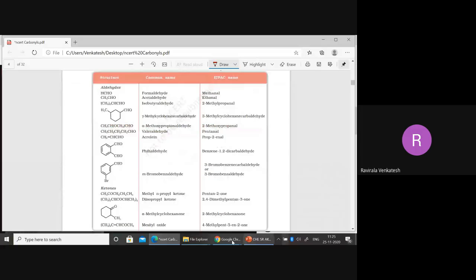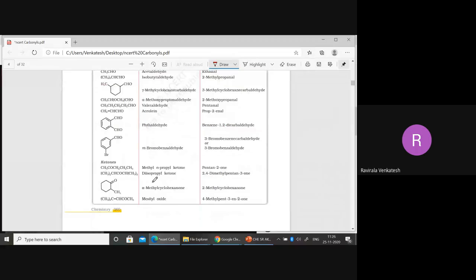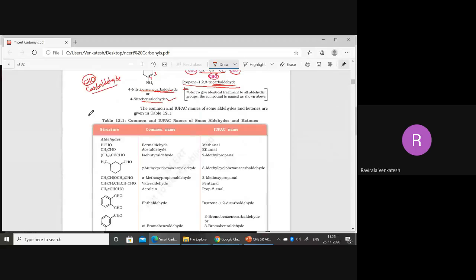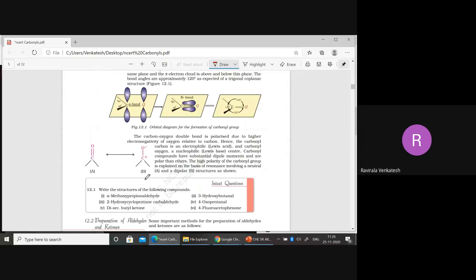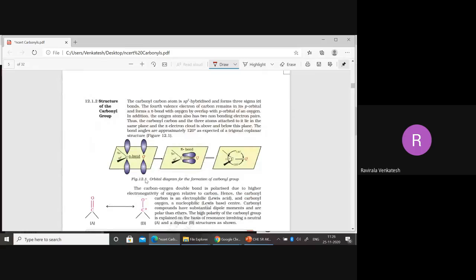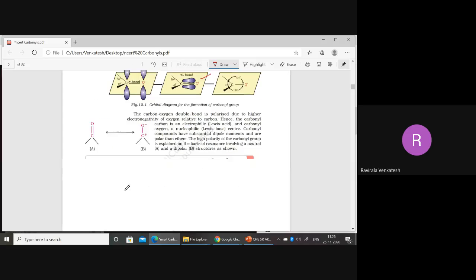Now a box is given. All this you have to practice here. All the boxes, whatever is there, practice the nomenclatures. Now already we discussed this one, the sp2 hybridization, 120 degrees. The pi electron cloud will be above and below. Here the pi electron cloud will be there because pi orbitals look like sideways overlapping. That is the reason it will look like this.